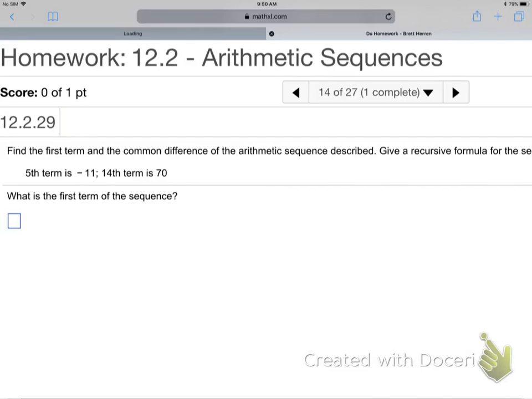All right, so they're telling me 5th term is -11, 14th term is 70. So you know what to do, right? Write the A sub n thing twice. So you're going to write A sub n is A1 plus N minus 1 D. You plug in for the first bit of information. 5th term is -11. Plug that information in. And then use it again. Get your two equations. They both have A1 and D.